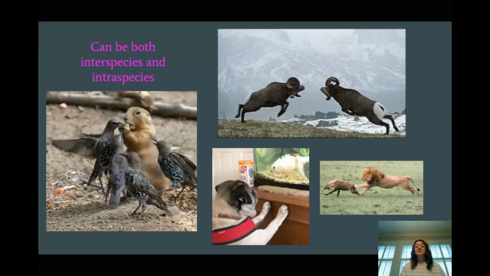We see this a lot when you talk about territorial behavior, especially with male bighorn sheep fighting. They're fighting over who's the leader of their herd, or they can fight over reproductive partners. Here you have birds fighting with a little groundhog or prairie dog over a food resource. That's going to be interspecies. Lions and hyenas, interspecies. This pug with this fish, just funny.